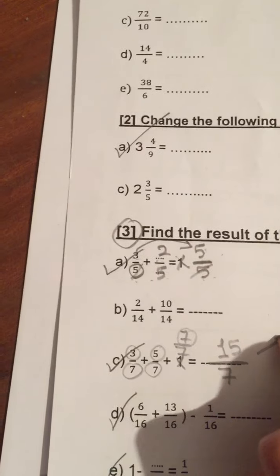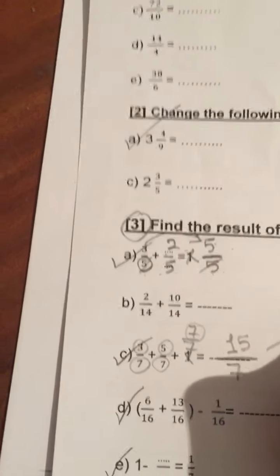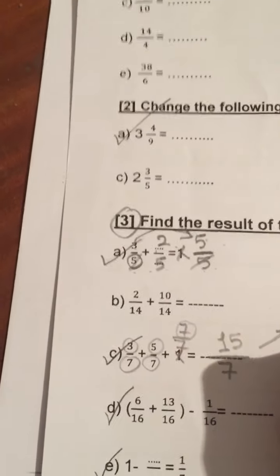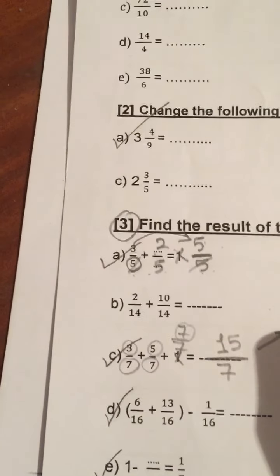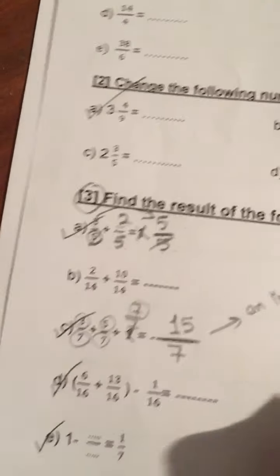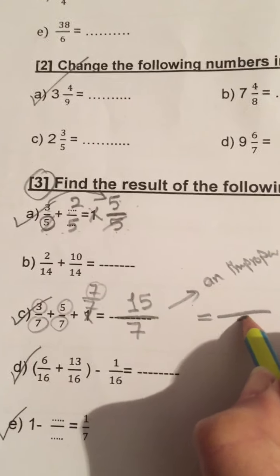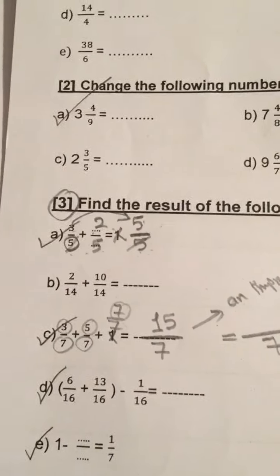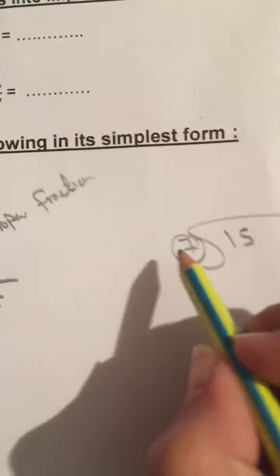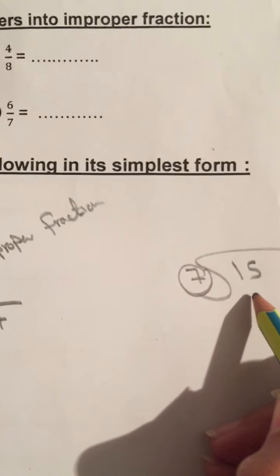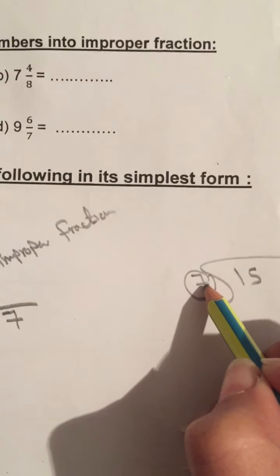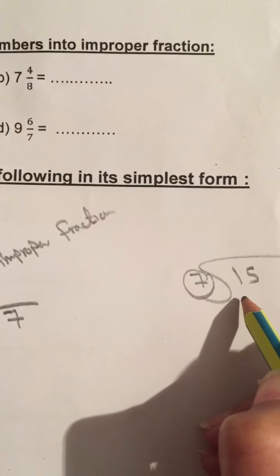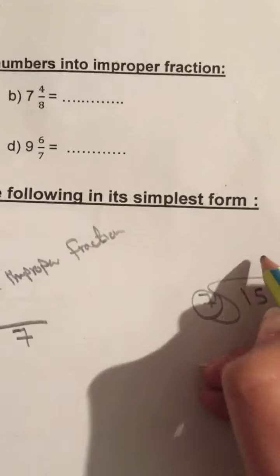Now this is an improper fraction. So I have to change it into a mixed number. Keep the denominator as it is, which is 7, and make long division. 15 divided by 7. Let's do table 7 till I reach a number less than 15. 7 times 2, 14. 7 times 3 equals 21. So I will pick up 2.